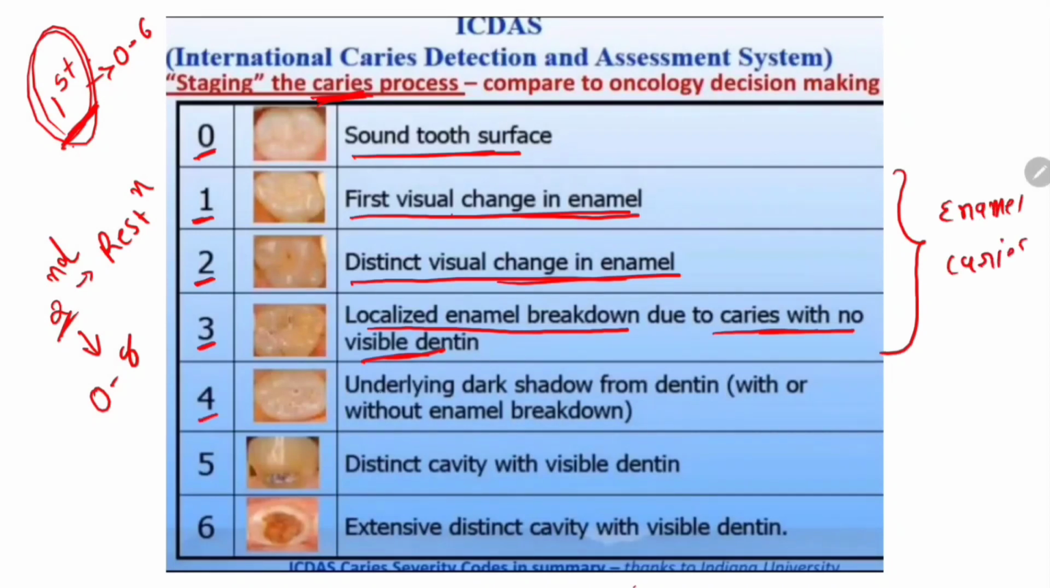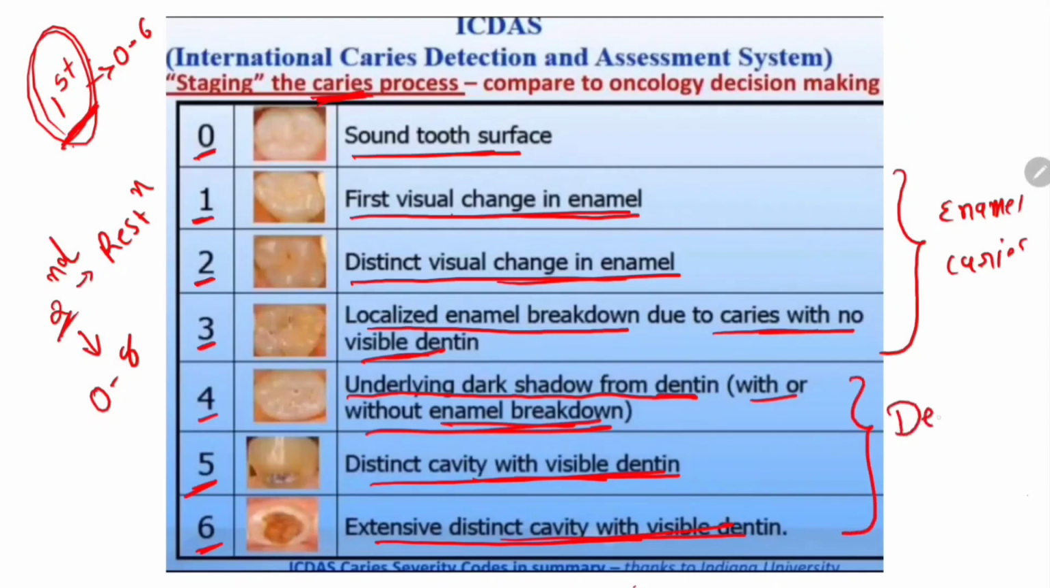Then code 4 is for underlying dark shadow from dentin with or without enamel breakdown. Then 5 is for distinct cavity with visible dentin and 6 is extensive distinct cavity with visible dentin. So these are caries which have reached the dentin.